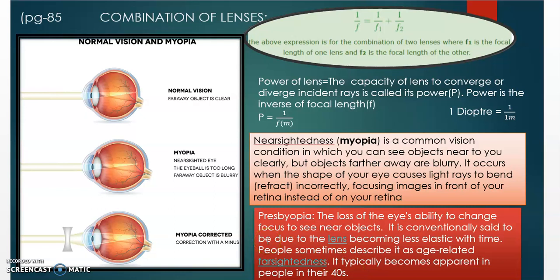How can it be corrected? Sometimes people suffer from both myopia and hypermetropia, so a bifocal lens is used. For myopia, which lens is used? It is the concave lens. For hypermetropia, which lens will it be? Just the opposite of concave, so that will be convex.